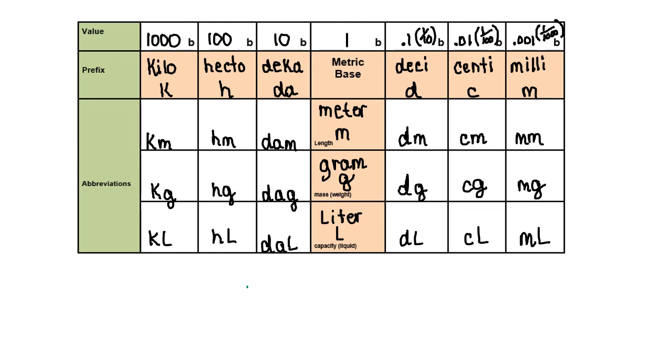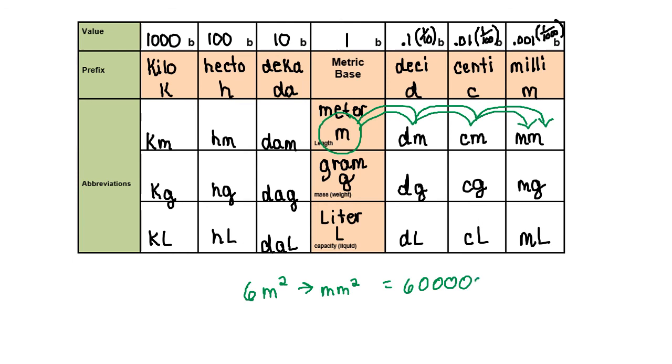So if we're going to convert the area of a rectangle from 6 meters squared to millimeters squared, it just means I'm going to start at the beginning here. I'm going to jump to where I'm going. 1, 2, 3, but I have to do it twice because area is squared. 4, 5, 6. So therefore, it would equal 6,000,000 millimeters squared.